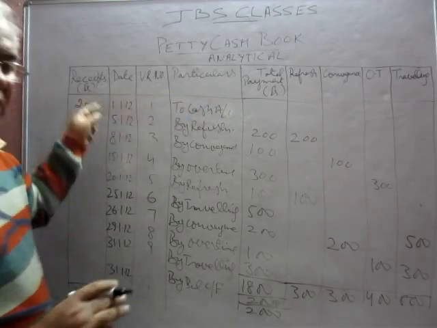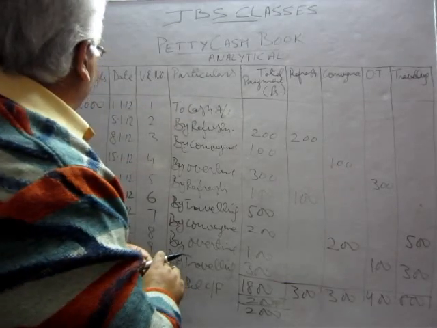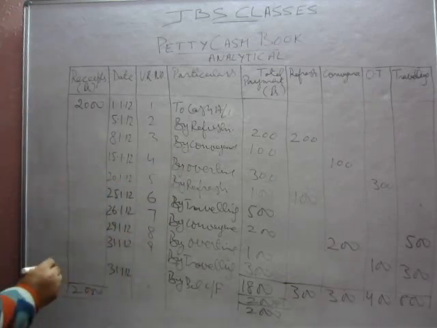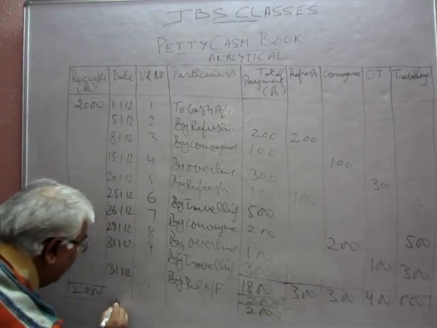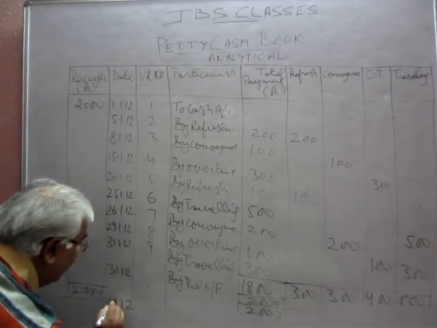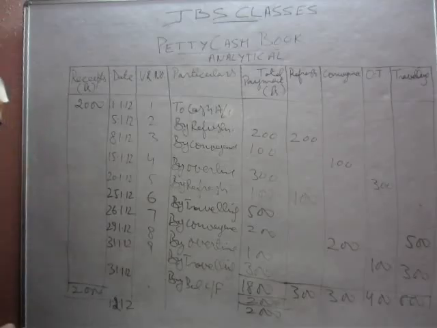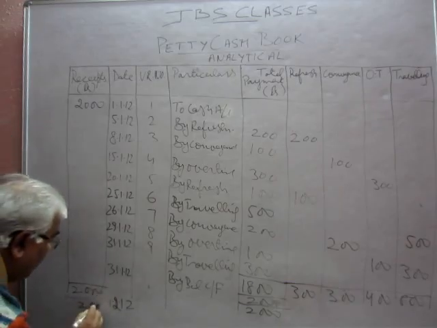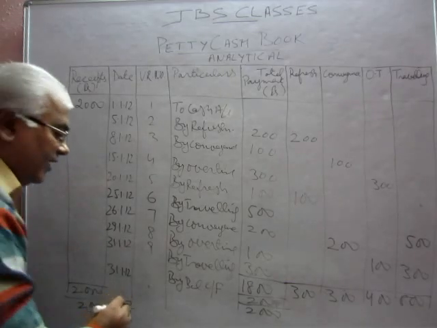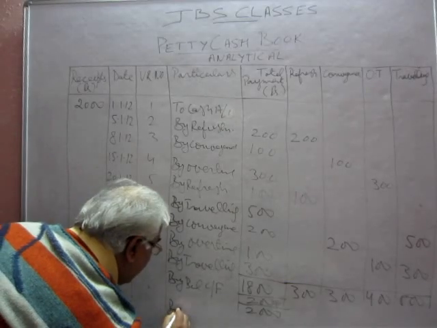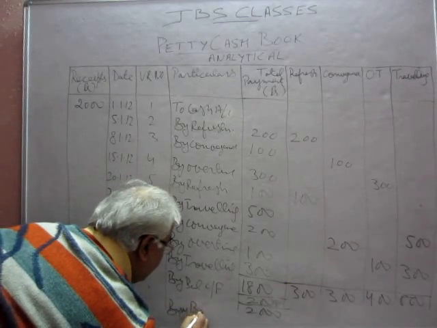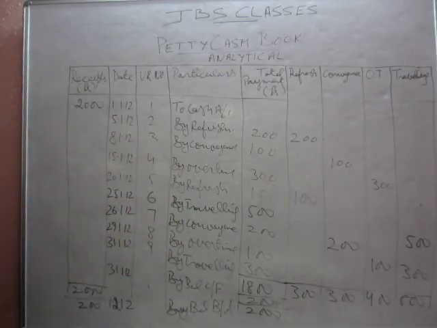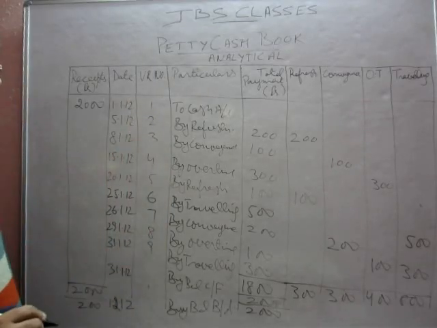If I use this space for this purpose, or okay, I write here only on 1/2/12, that is on 1st February, his balance will be 200 rupees and he will write here by balance brought down. Okay. Now how much he will recoup from the main cashier?